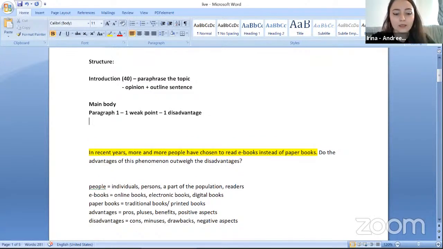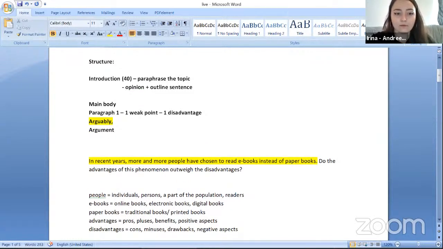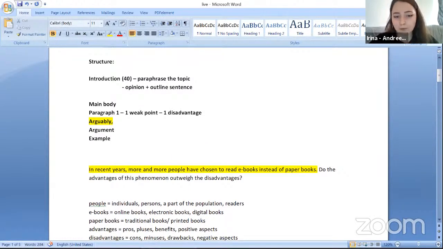There is a word that you should always start your essay with, and this is arguably. This is a discourse marker. It's specific to this type of essay, so keep it in mind. It should always be here. So arguably, and then you write your disadvantage. We can say a minus of reading printed books or online books, whatever you choose, is I don't know what. And you should describe it. Then you have the argument, and you should also write an example.